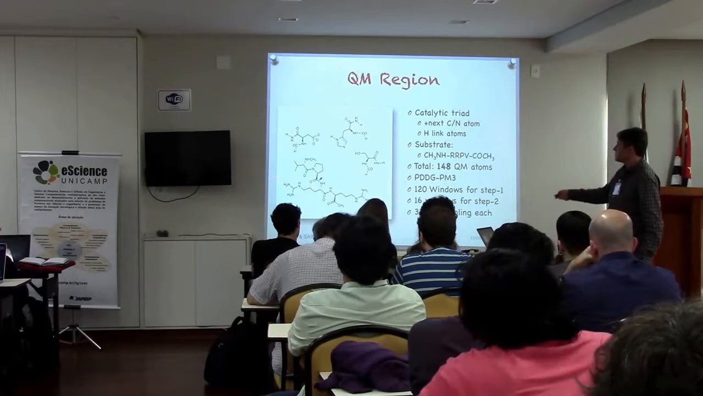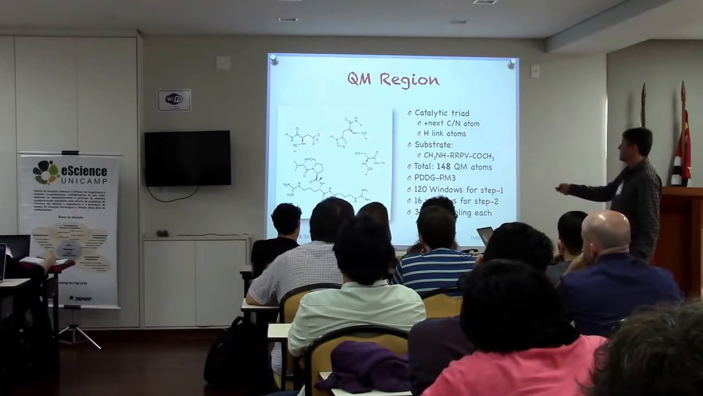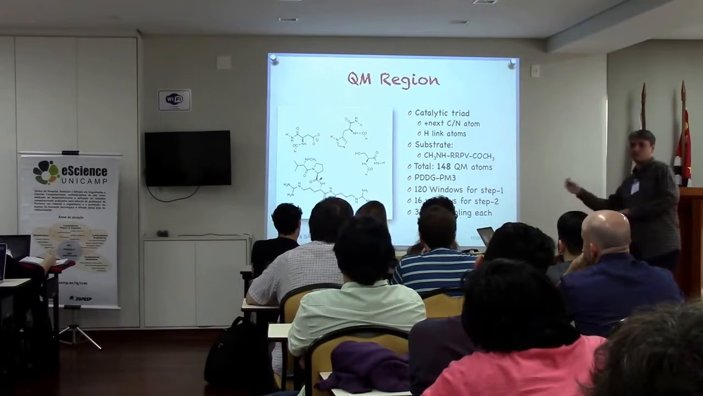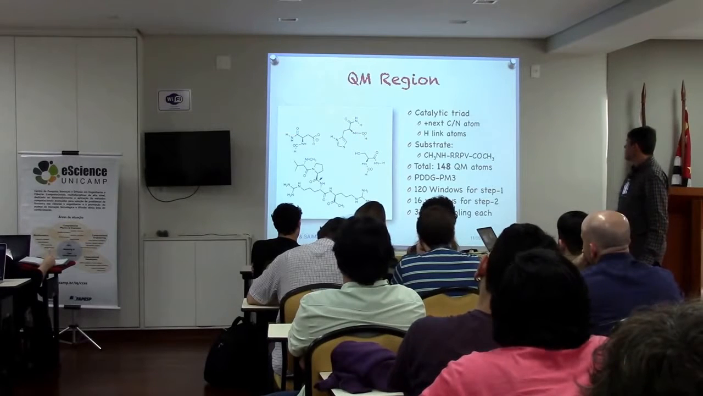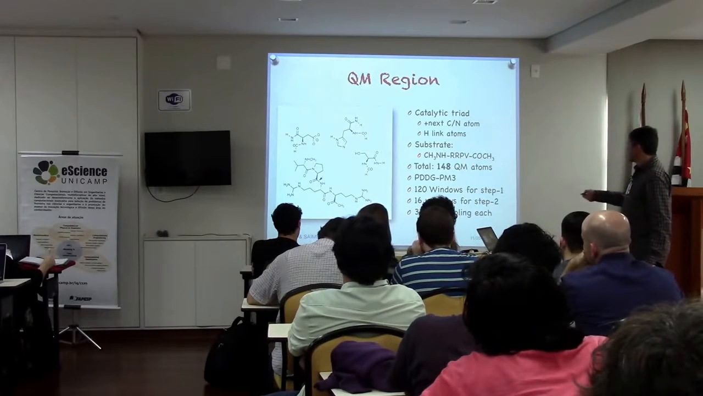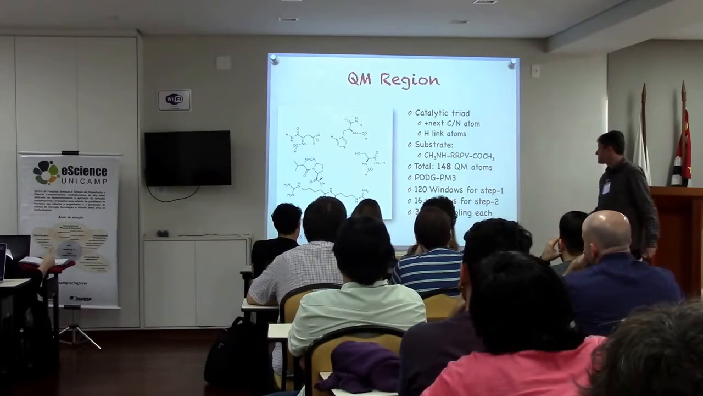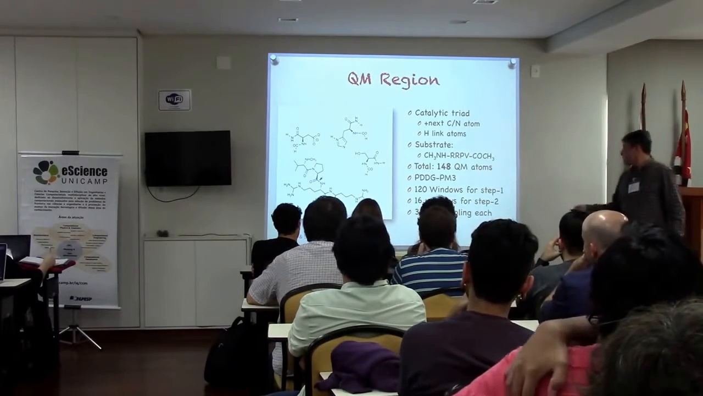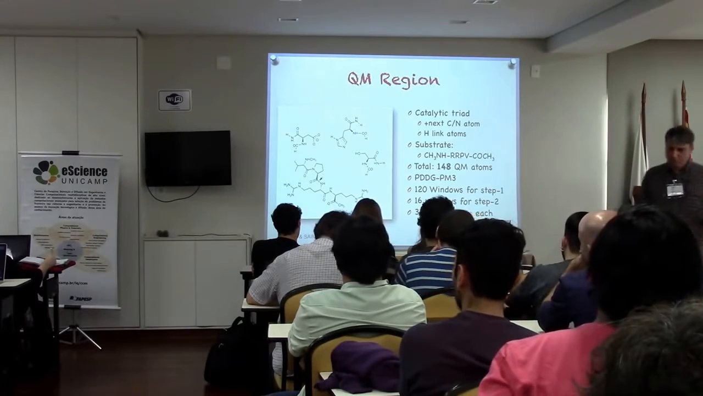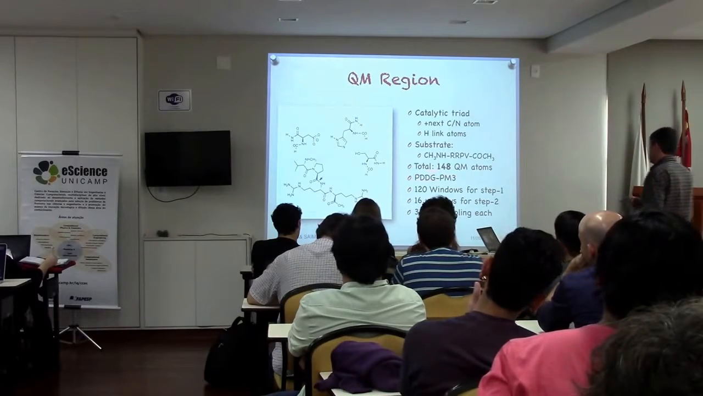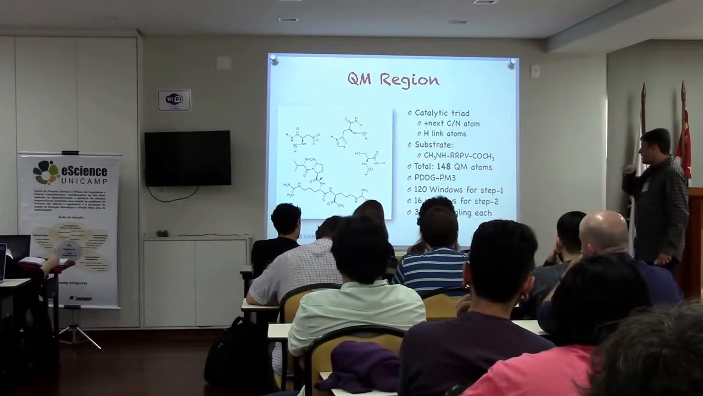But this one was the whole QM system, that involved all the catalytic triad atoms and a couple of atoms more to the right, more to the left, so that we can cut the peptide bond. And this is the substrate. So there was a total of 142 atoms here. We used the PDDG PM3 Hamiltonian, which has some good results for proton transfer reactions.